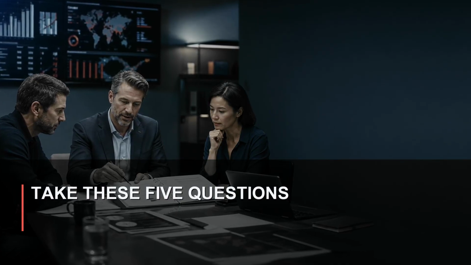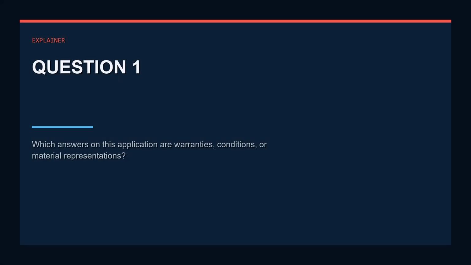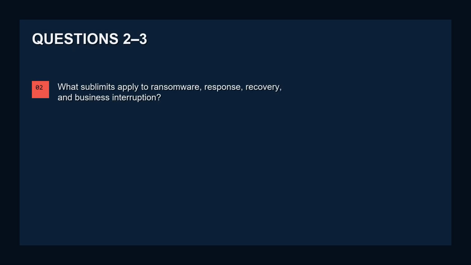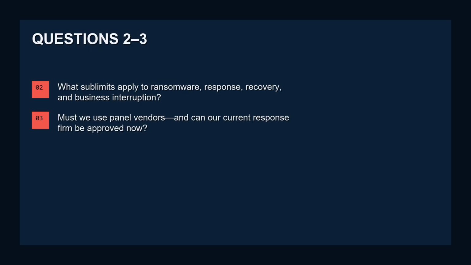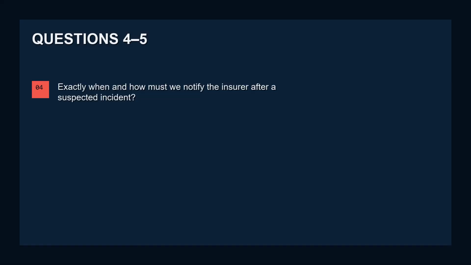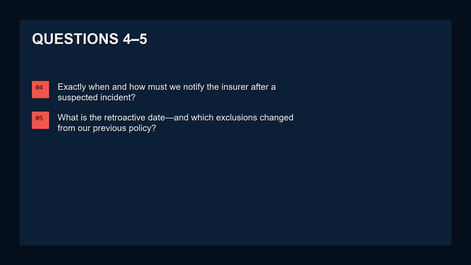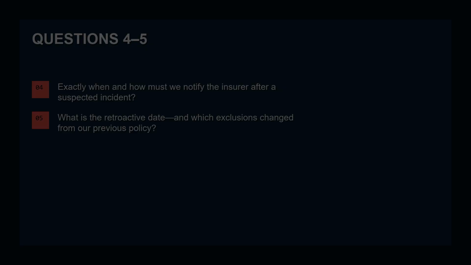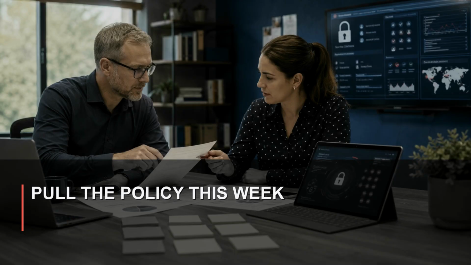Here are the 5 questions I would take into a renewal conversation, word for word. 1. Which answers on this application are warranties, conditions, or material representations? 2. What sublimits apply to ransomware, response, recovery, and business interruption? 3. Must we use panel vendors, and can our current response firm be approved now? 4. Exactly when and how must we notify the insurer after a suspected incident? 5. What is the retroactive date and which exclusions changed from our previous policy? Those questions force the important details into the open before a claim exists.